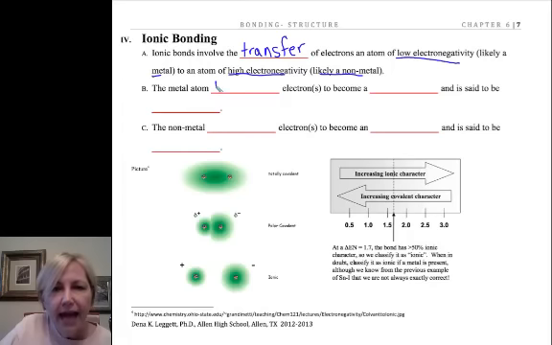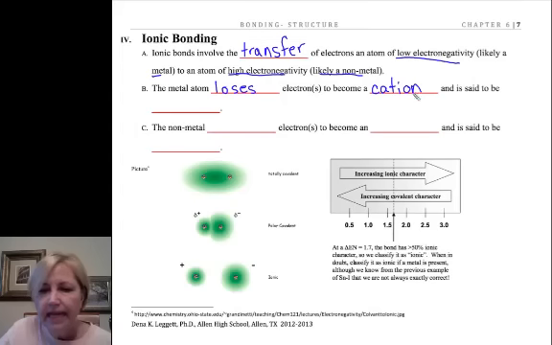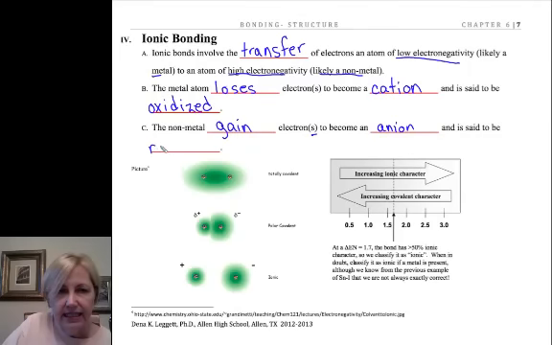Okay, the metal atoms, remember from pre-AP that the metal atom is the loser. Metals are losers. They will lose an electron to become a cation. And this process or this substance is said to be oxidized when that occurs. Bring in some of our terminology from pre-AP. A nonmetal, in the case of ionic bonding, gains an electron or electrons to become an anion, and this is then said to be reduced. The nonmetal is said to be reduced.